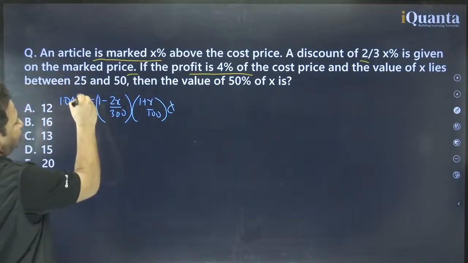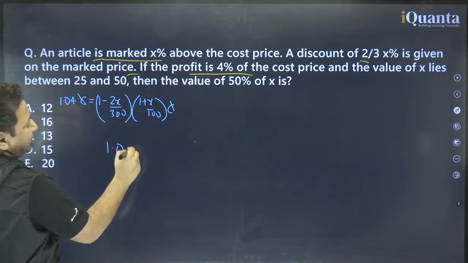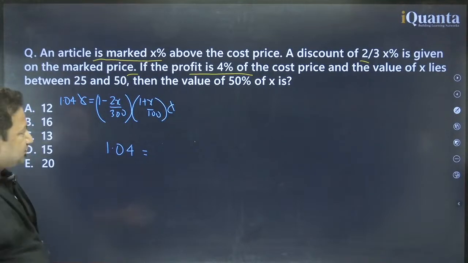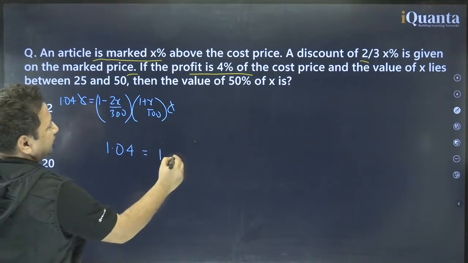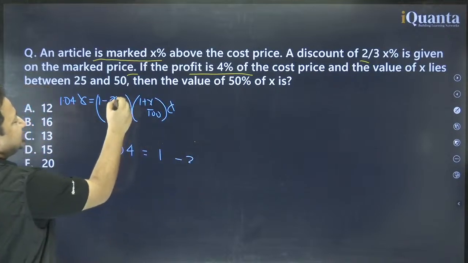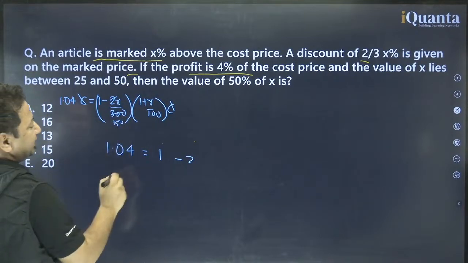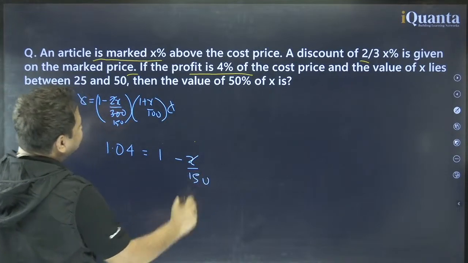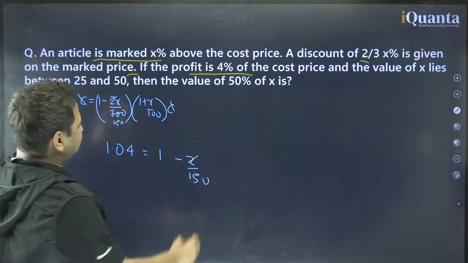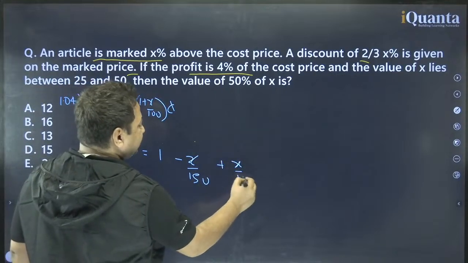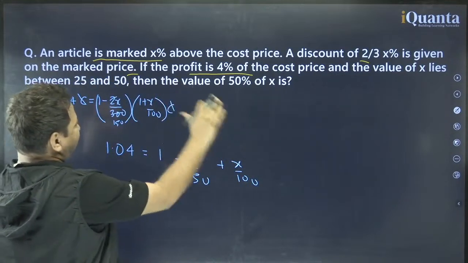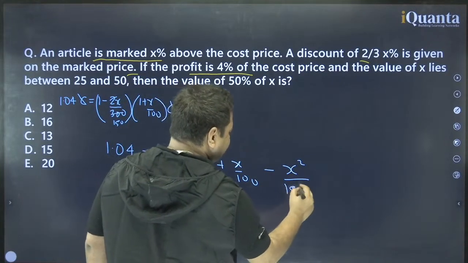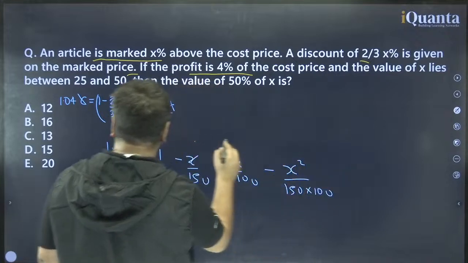Now there are two ways to do it. Either you can calculate the total completely in a mathematical way. Like if you expand this, you'll get 1 minus 2x, this gets cancelled, 150 times. So you will get 1 minus x by 150, plus x by 100, minus x square by 150 into 100. Now this is what you get.